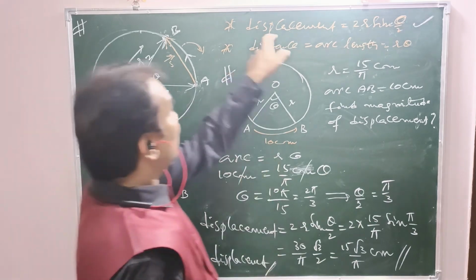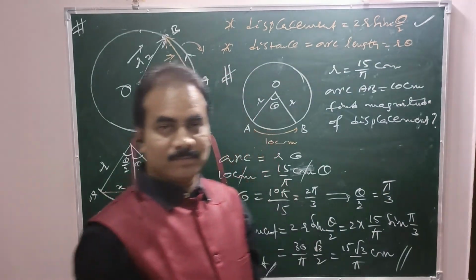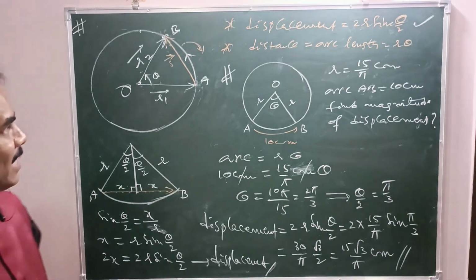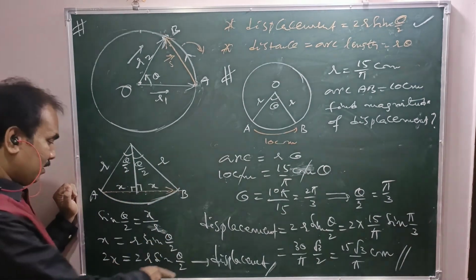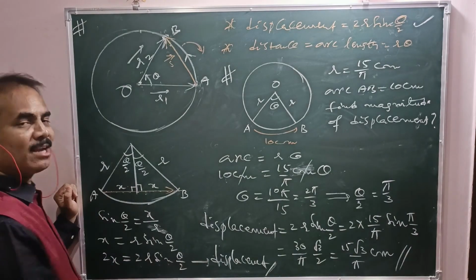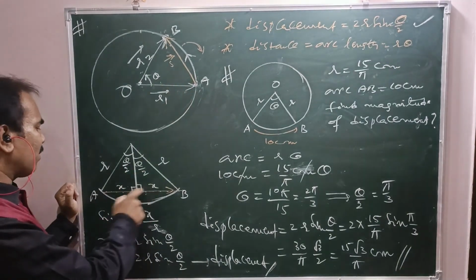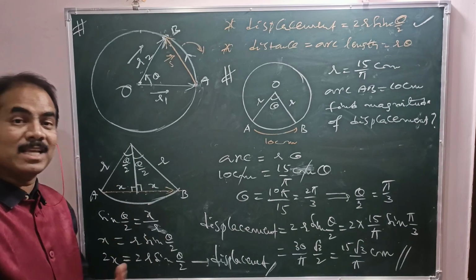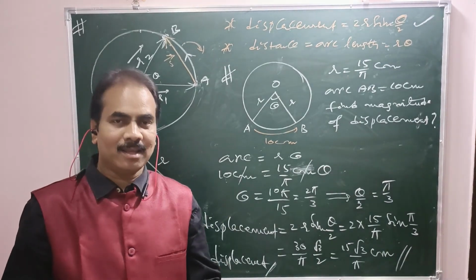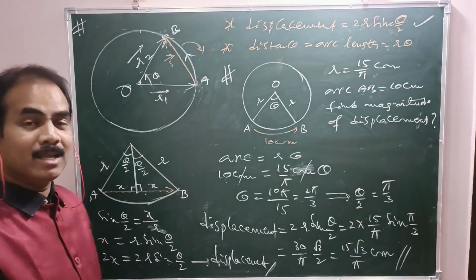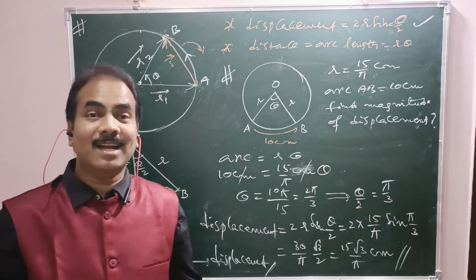See the expression: displacement 2r sine theta by 2. Okay, already we came across 2r sine theta by 2 as displacement. In this method also one can find the expression for displacement, 2r sine theta by 2. So in both methods we have the same expression for displacement in case of motion along an arc or circle. That is 2r sine theta by 2 is the displacement, r theta is the distance.